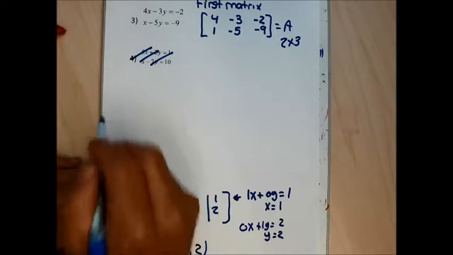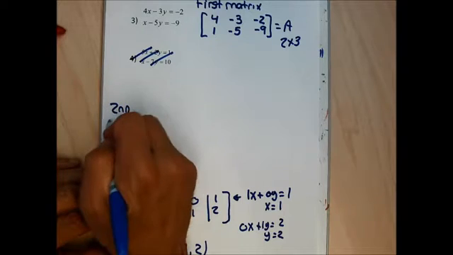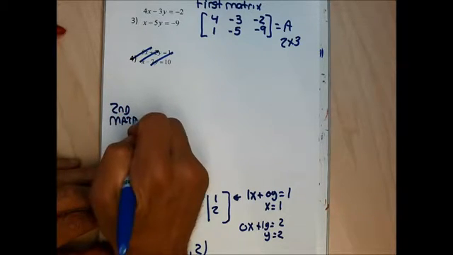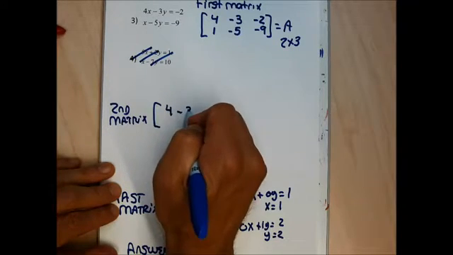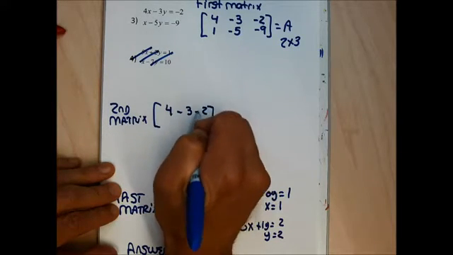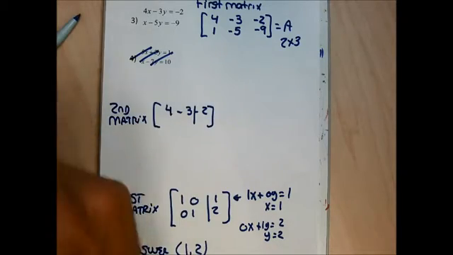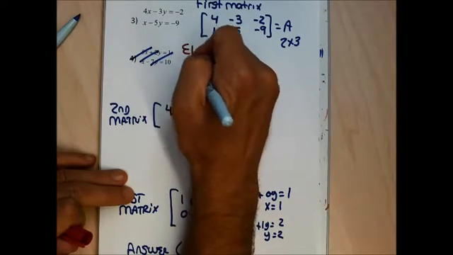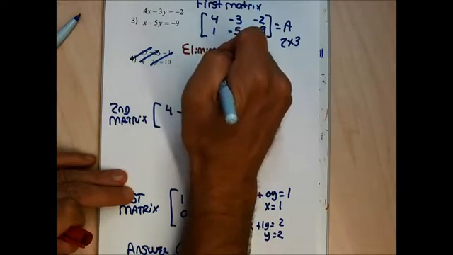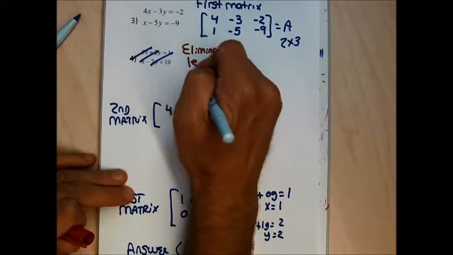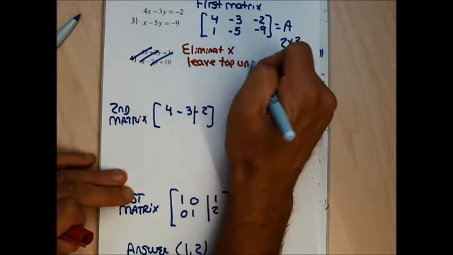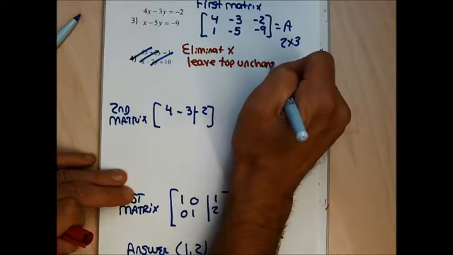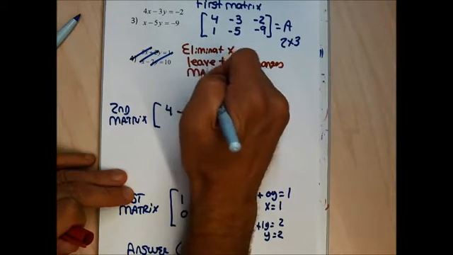We need to go from our first matrix to our second matrix, and then from our second matrix to our final matrix. In my second matrix, the top row doesn't change. I get a new bottom row. So, step 1, eliminate the x. Leave top row alone. Make new bottom row.